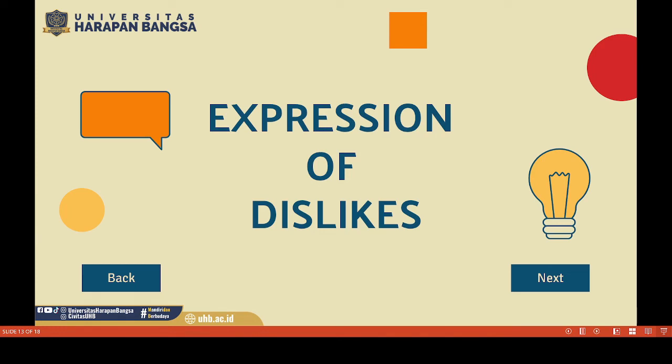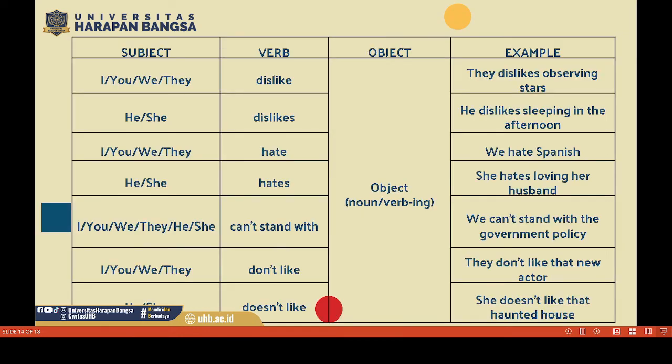Now let's all move on to the expressions of dislikes, atau bagaimana menunjukkan ketidaksukaan kita. Wow, we have a lot. The first one we have dislike, and then dislikes with S, hate and hates with S, and then we have cannot stand with, and then we have don't like and doesn't like. So now let's all see each of the example. First we have the subject I, you, we, and they, and then after the subject it should be followed by dislike without S, and then after the subject he or she, please also put dislikes with S.